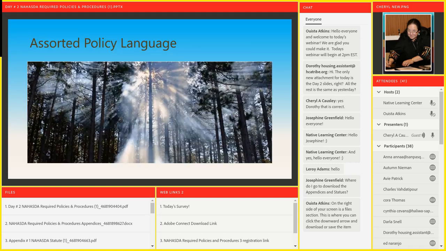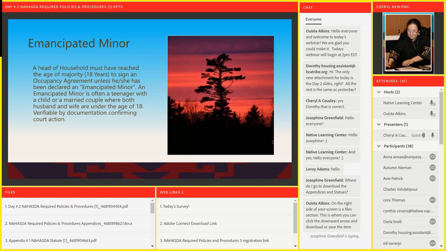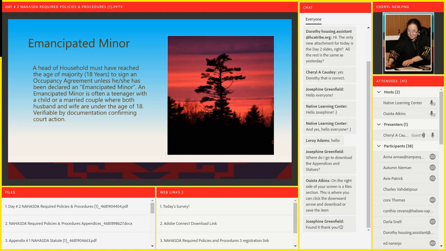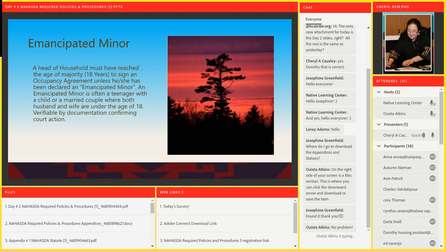So this section is our assorted policy language, okay? And as I said, it's going to bounce around a little bit. So, has your A&O policy touched on an emancipated minor? Sometimes it's not there until you have somebody come in and say, well, I'm legally emancipated, and I was at 15. That happens. Sometimes those people that actually do that are more responsible than some of the 30-year-olds you house. But that is totally up to you. But you should have language, whether you're going to recognize them or whether you're not.